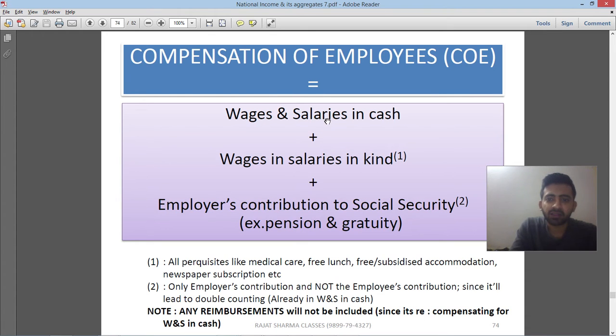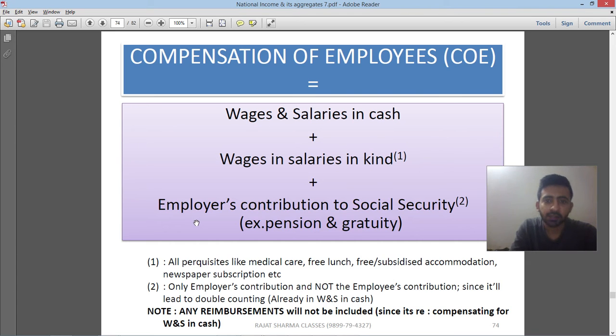Wages, salaries in cash, of course, whatever you're getting in your bank account as an employee, that is a part of cash. Whatever other benefits like perquisites, medical care, free lunch, free subsidies, anything which has some monetary value, which is given to you as an employee of a company, but not in the form of cash, that is also a part of compensation. So wages, salaries in kind.